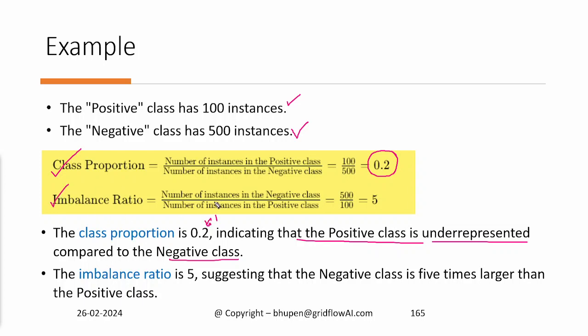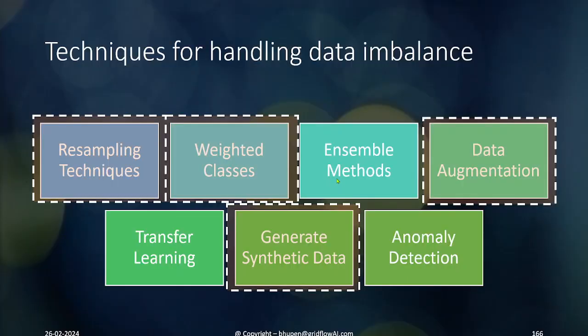Imbalance ratio is another way to look at it: the number of instances in the negative class divided by the positive class. So this gives you just the inverse of this. That means you can say one class is 5 times larger than the other. Depending on your comfort, you can use any of these metrics.